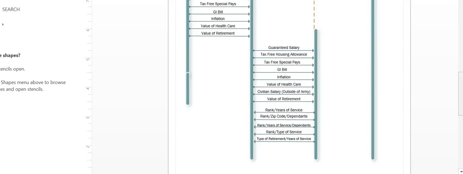What the system returns is the rank, years of service, rank, zip code, number of dependents, rank, years of service, number of dependents, rank and type of service, type of requirement, and again, years of service. This concludes the sequence diagram.